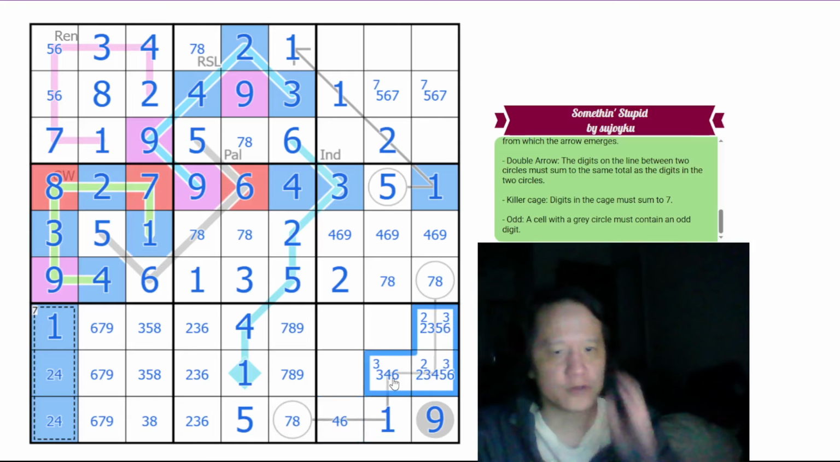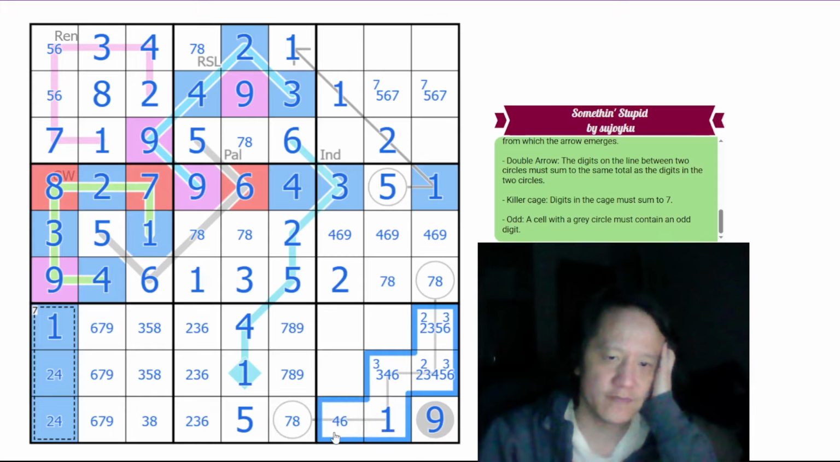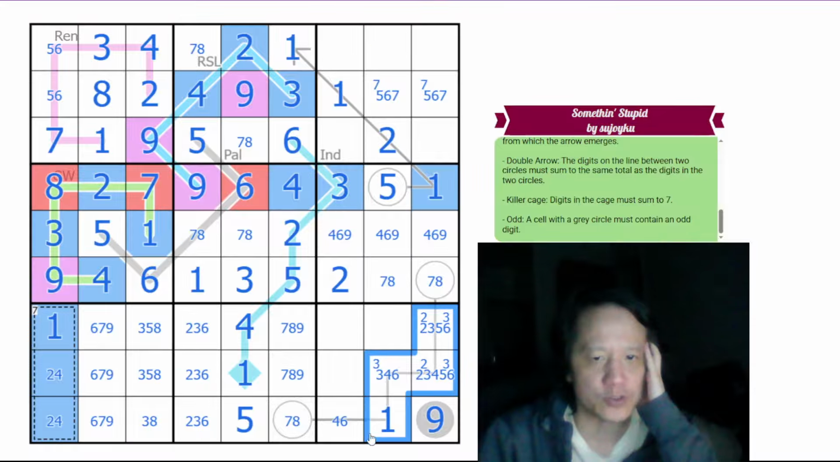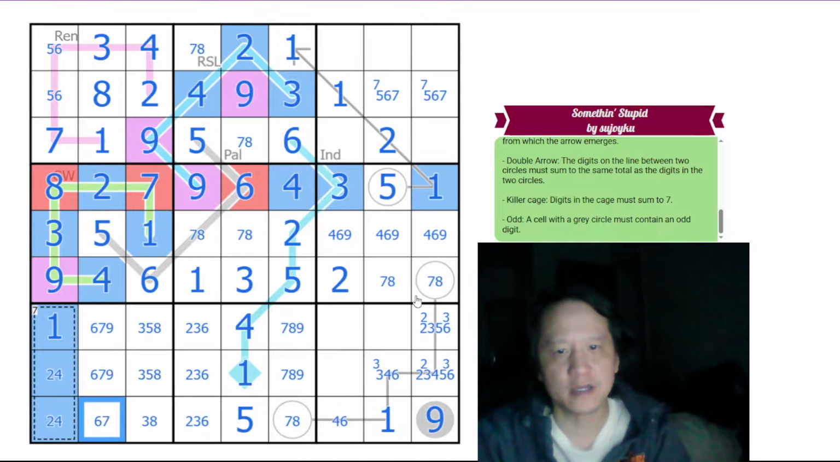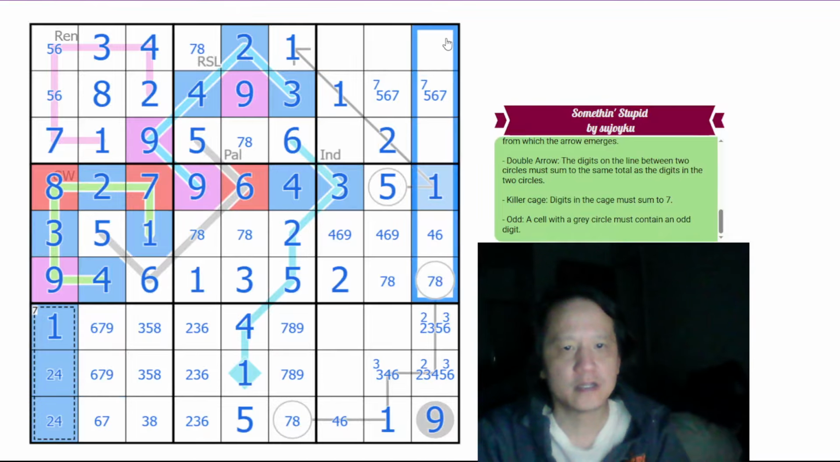This is either 2, 3, 4, 5, 1, 2, 3, 4, 5 adding up to 15, or it's 2, 3, 4, 1, 2, 3, 4, 6 adding up to 16. So this is 9, which means this cannot be 9. This cannot be 9. None of these are 9.